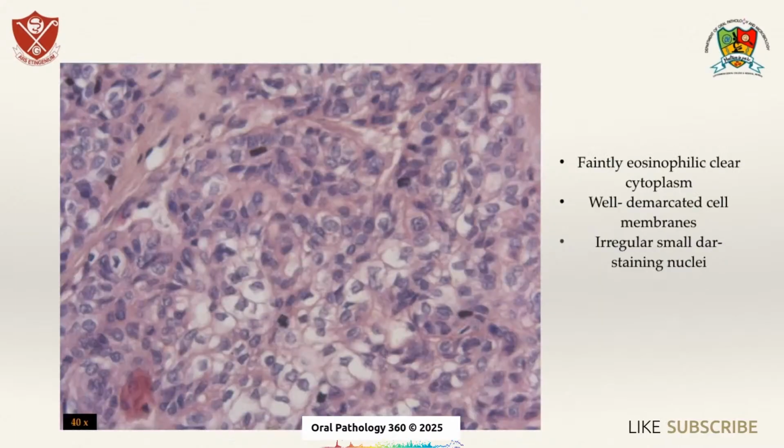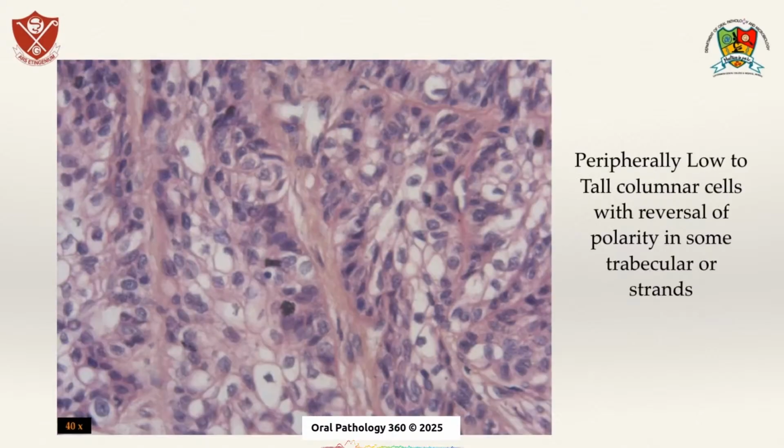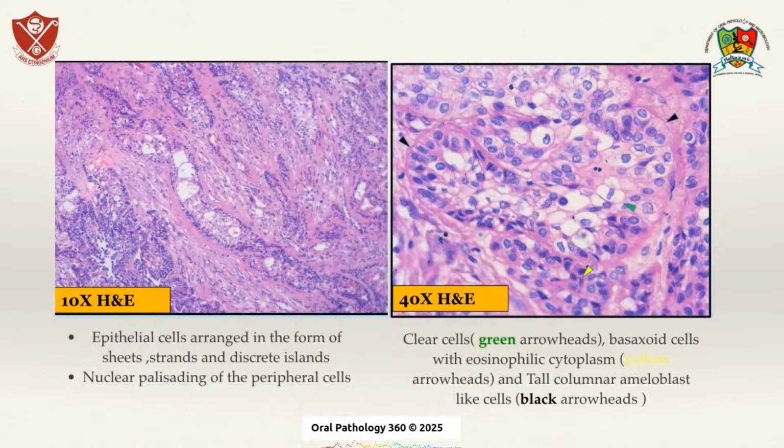Few of these islands at the periphery showed the presence of low to tall columnar cells with reversal of polarity in some of the trabeculae or the strands. Palisading of the nuclei was noted in the polygonal cells, and the pattern was slightly reminiscent of that of ameloblastoma, where we could see that the epithelial cells were arranged in the form of sheets, strands, and discrete islands with nuclear palisading of the peripheral cells.